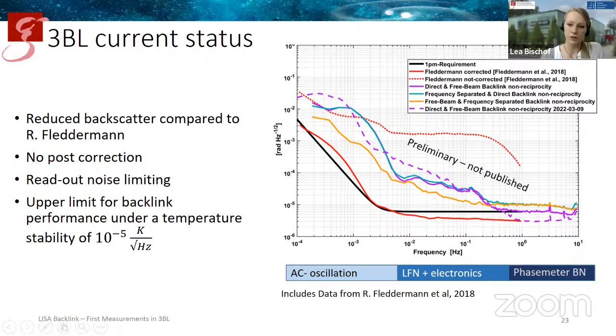We are quite sure that what we are seeing is some kind of readout and laboratory noise problem, and that's things that we are working on. For now, we can already say that the lines that I'm showing here are the upper limit for the performance of a backlink that is operated under a temperature stability of 10⁻⁵ Kelvin per square root of Hertz.